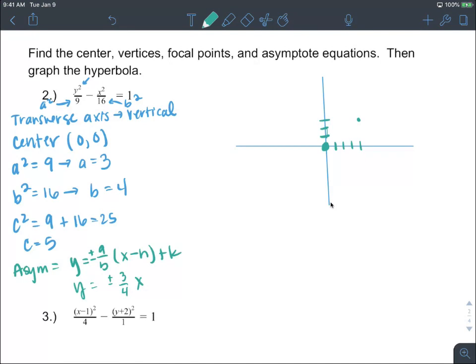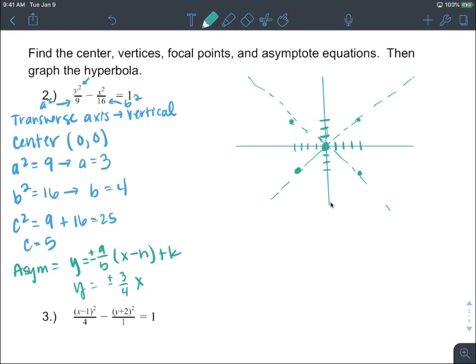So one asymptote is going to be through this point. We can also go down 3, 1, 2, 3, to the left 4. Okay, so that's one asymptote. And then the negative asymptote, I'm just going to count again, 1, 2, 3, but to the left 4, 1, 2, 3, 4. My slope is negative 3 over 4. And my asymptote goes through these points.